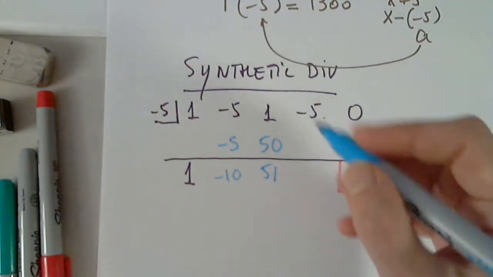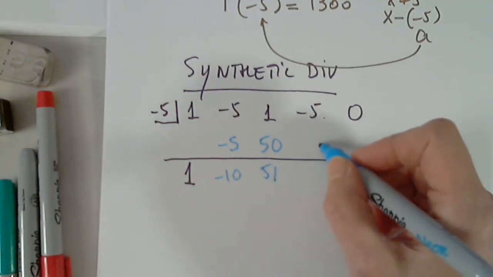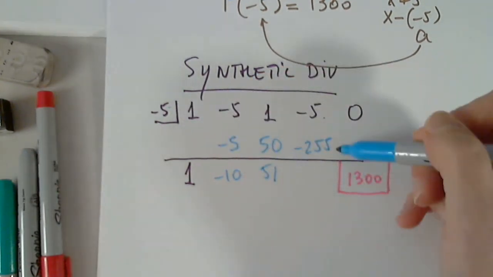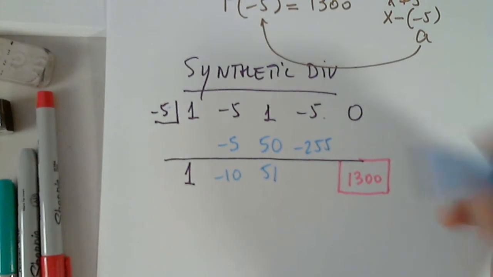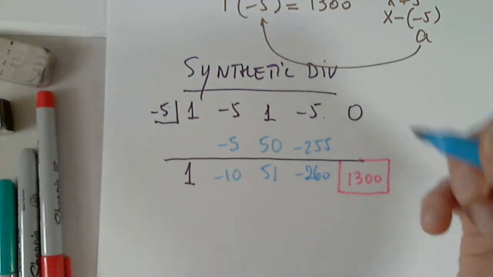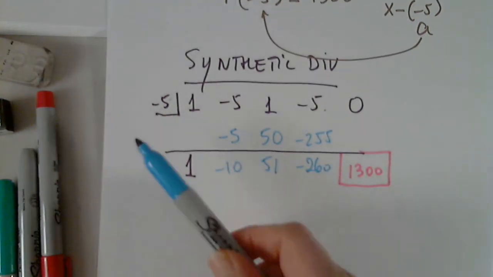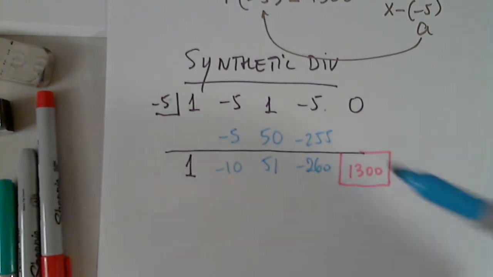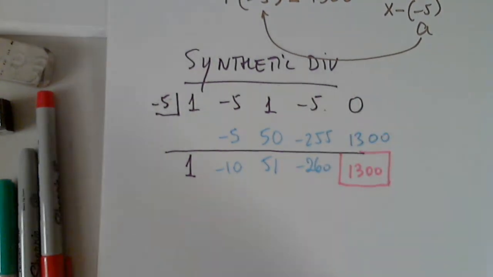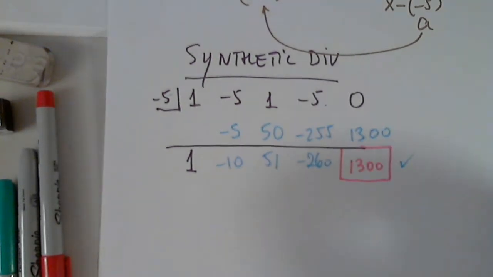-5 times 51, I get -255. 5 times 5 is 25. I perform the operations I see, and I get -260. And I already performed this calculation a minute ago. -5 times -260, I get 1300. I get 0 and 3 and 1, 3. And it's 0 plus 1300 is 1300.